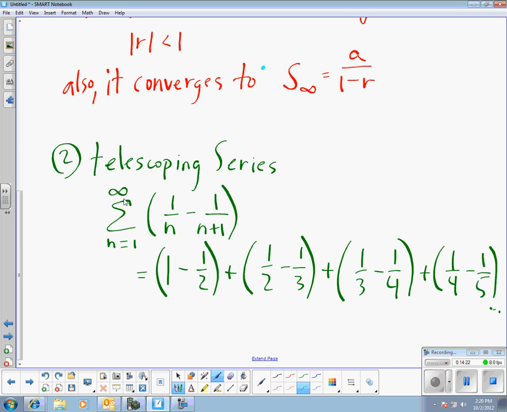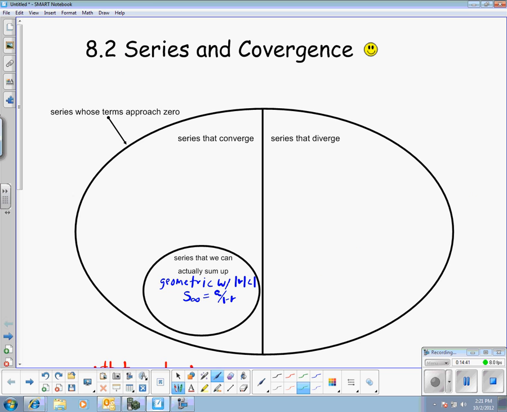The negative 1/2 and the positive 1/2 cancel. The negative 1/3 and the positive 1/3 cancel. Negative, positive, cancel. And that happens all the way out to infinity. And this thing ends up adding up to 1. So this is a special case. It's a rare one, but you should be aware of it. It is actually a real thing. So in the bubble, for series that we can actually sum up, add telescoping.